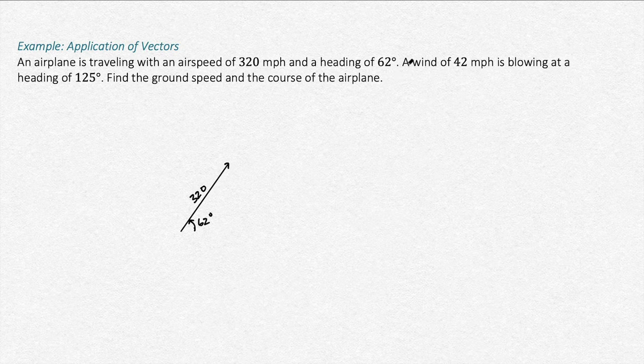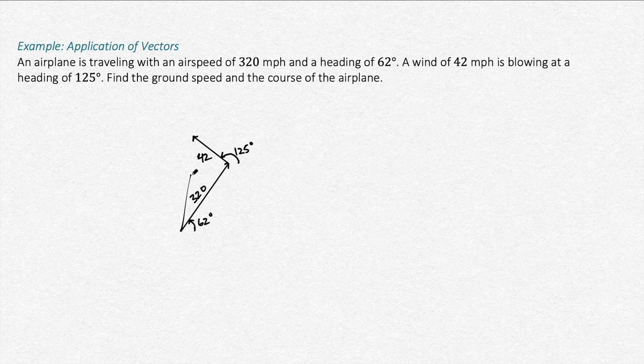But then there's also a vector that represents the wind. We're actually just going to tack that on to the airplane vector. So we've got the 42 miles per hour blowing at a heading of 125 degrees. So that's going to be, well, 120 is right around there. So something like that. And this angle here is 125 degrees, and the length of this vector is the 42. So as the airplane flies, the wind blows it a little bit off course.